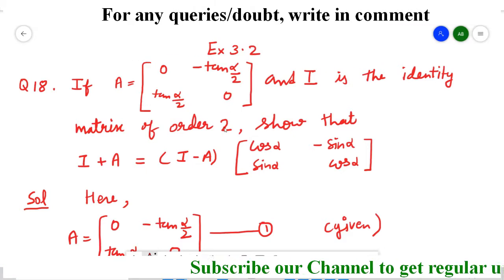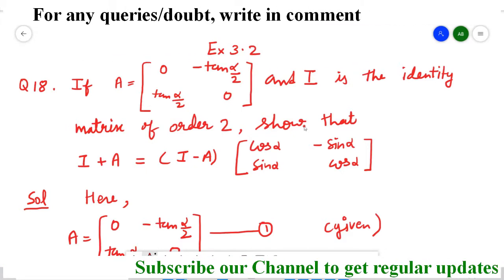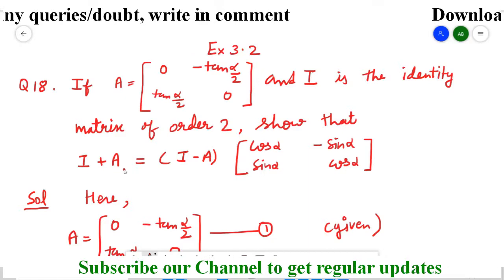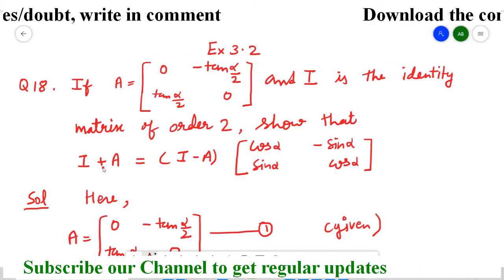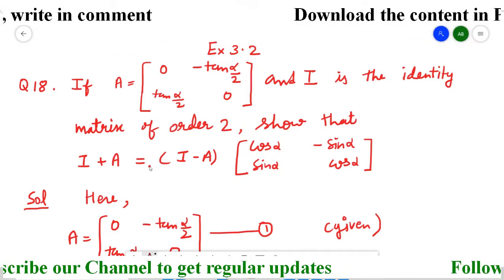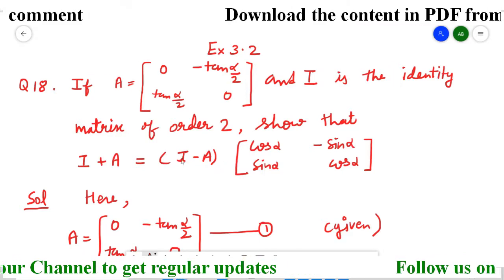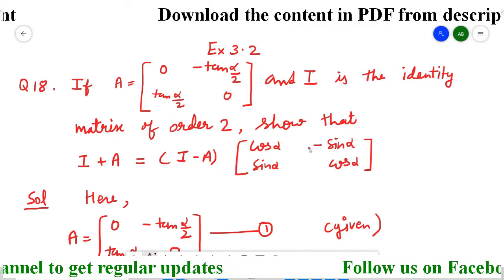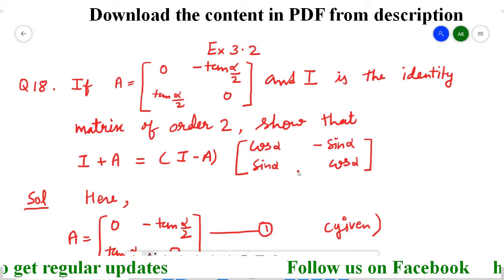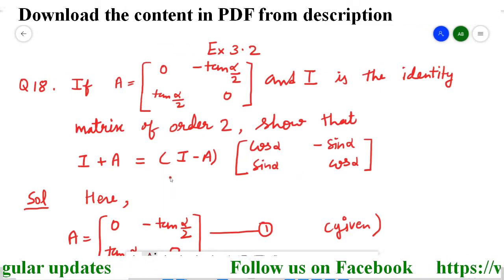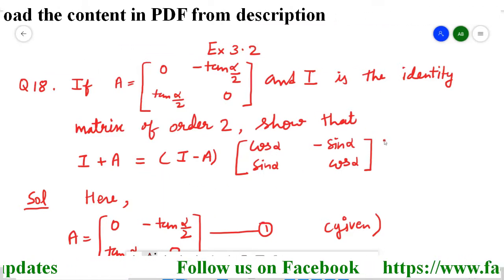Then these two pieces of information are given to us, and with the help of this we have to show that I plus A, meaning the identity matrix plus the given matrix, is equal to the product of I minus A multiplied by this matrix. So we'll start it. Left and right side we'll solve separately. First we'll write down the given thing.